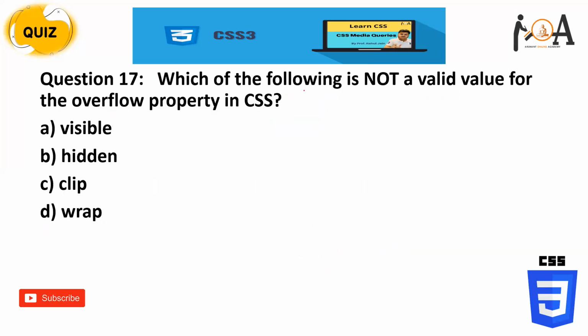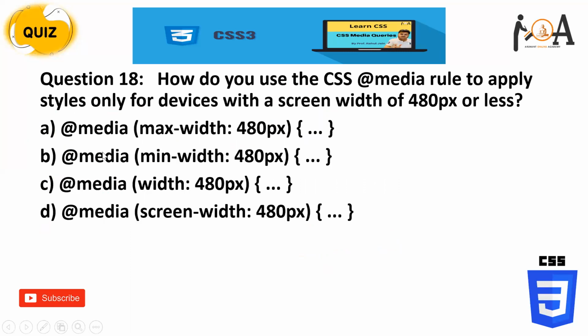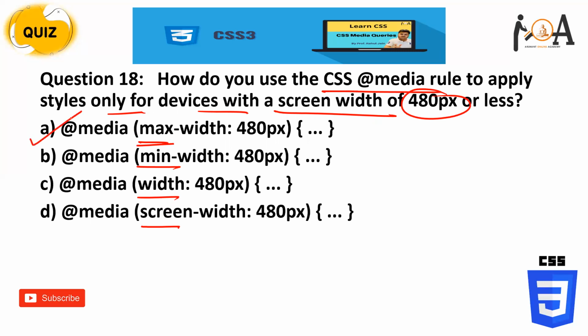Question number 17: which of the following is not a valid value for the overflow property in CSS? Visible is there, hidden is there, scroll is also there, hidden. Clip is the answer because it is not a valid value of overflow. The 18th one: how do you use CSS media rules to apply styles only for devices with a screen width of 480 pixels or less? Maximum width is the property, min width, screen. You can easily eliminate this because we have discussed the maximum width keyword a lot. Option A is the correct answer. Maximum width is a property.